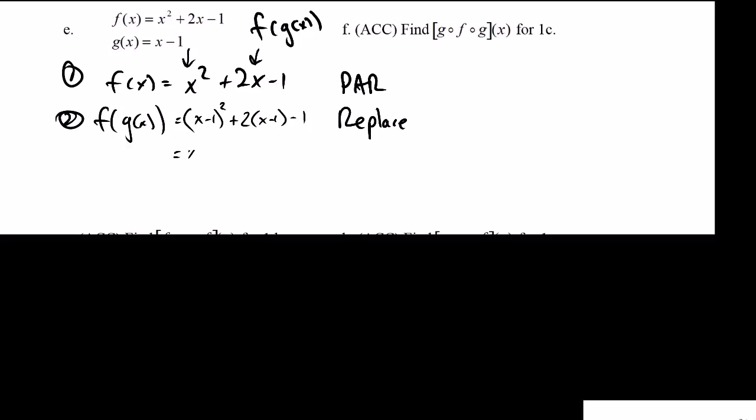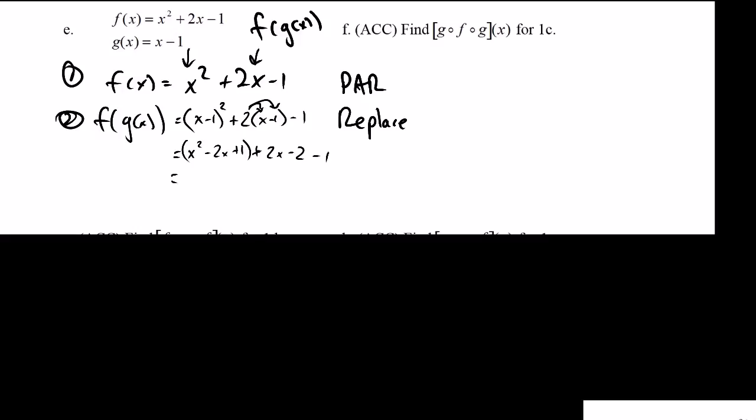So if we square this out, we're going to get x squared minus 2x plus 1, just doing the math in my head. If you don't believe me, you can FOIL that out yourself. Plus our 2x minus 2, just distributed, minus 1, so we distributed here.